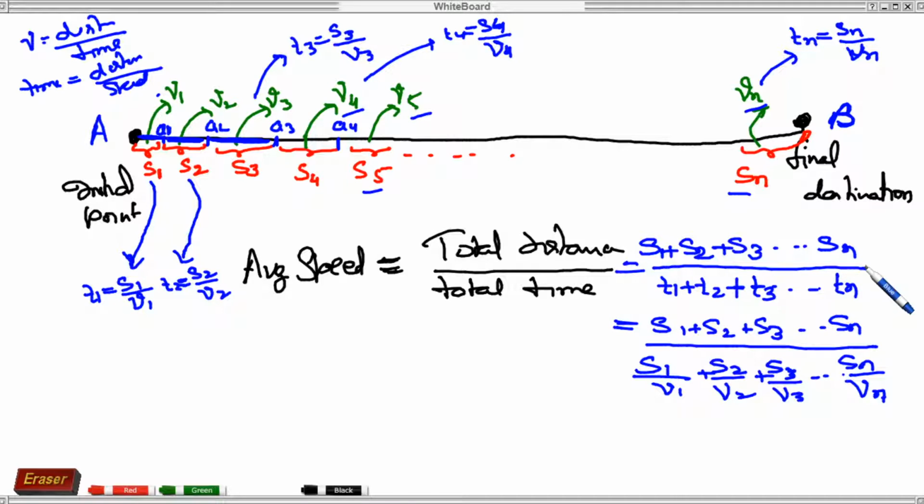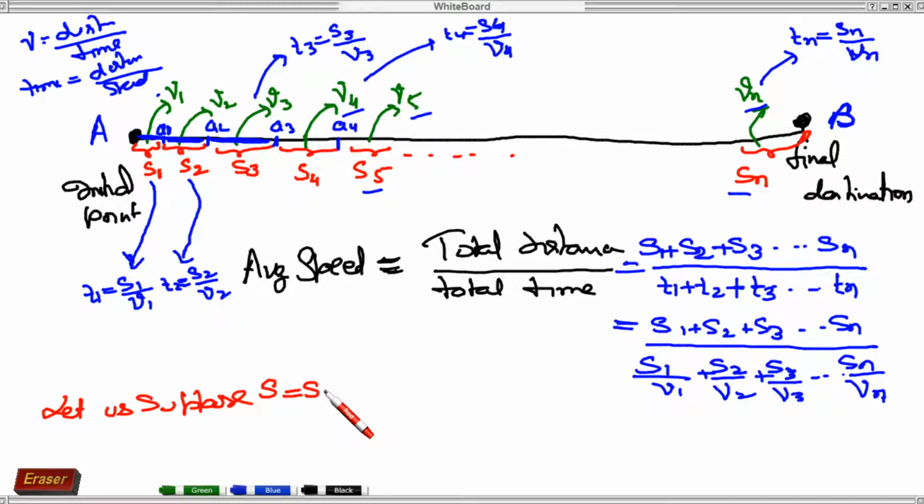Now suppose we consider a case, let us suppose S is equal to S1 is equal to S2 is equal to S3 is equal to S4 and so on to is equal to Sn. Means all these S1, S2, S3, S4 are equal, and that is equal to S. Then what will be our average speed?